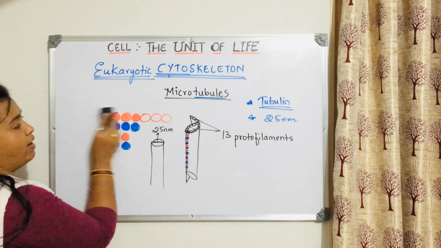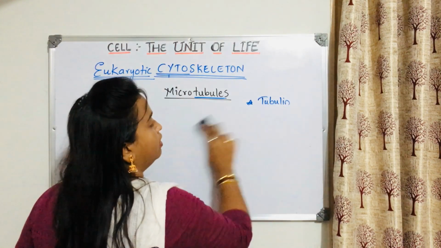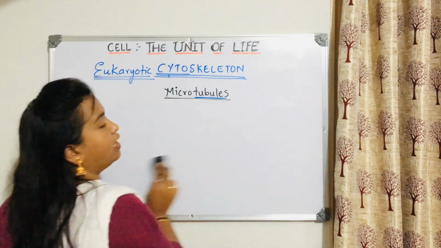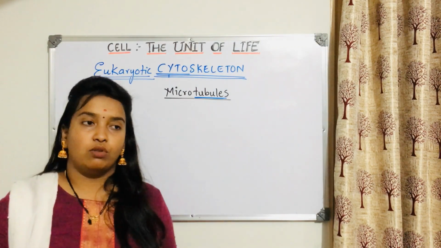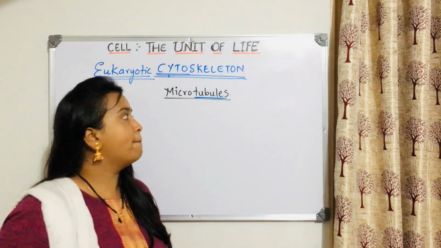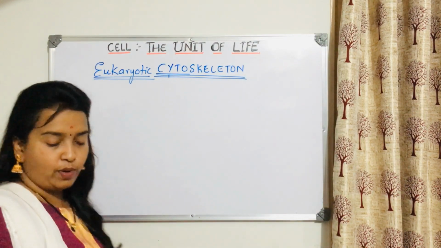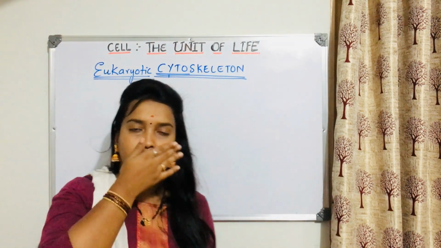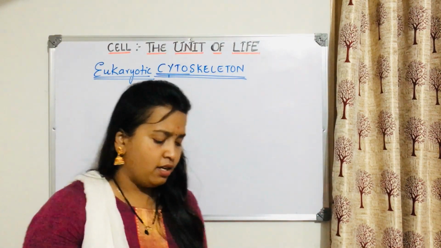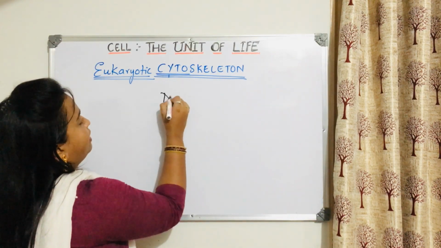So it's made up of alpha and beta monomers. Alpha and beta together, we call it a dimer. So many dimers are there ultimately. So this is about microtubules. Now coming to the next one, actually we need to study intermediate first, because intermediate is in between. But anyways, it's our wish. So we will study microfilament.